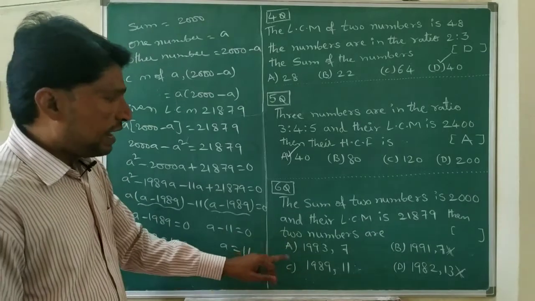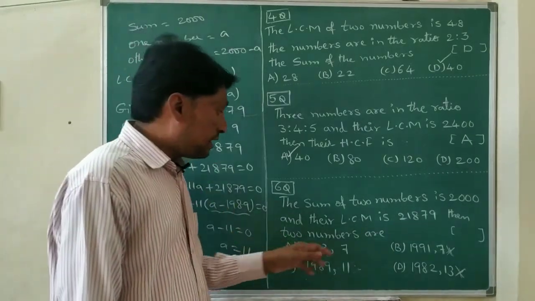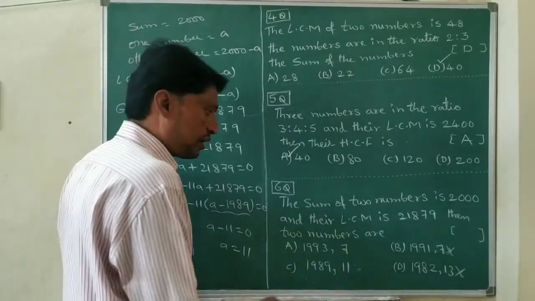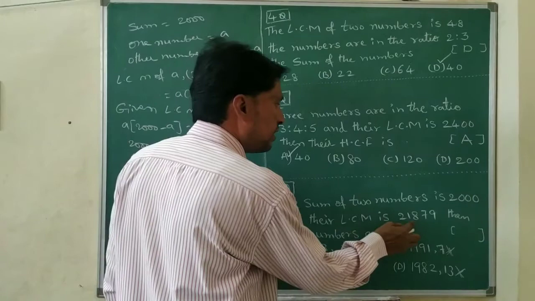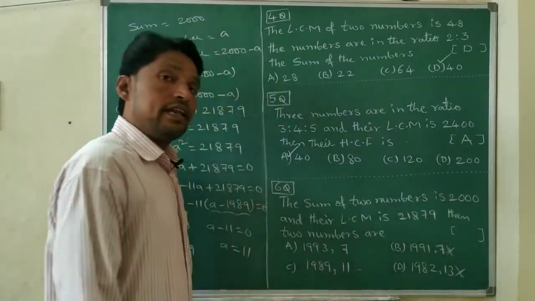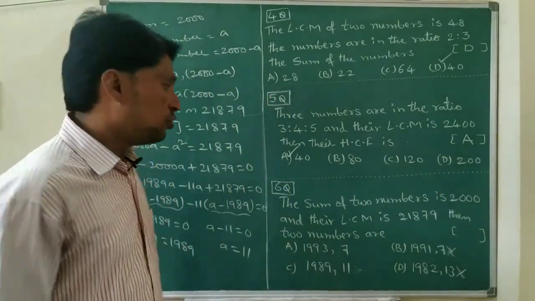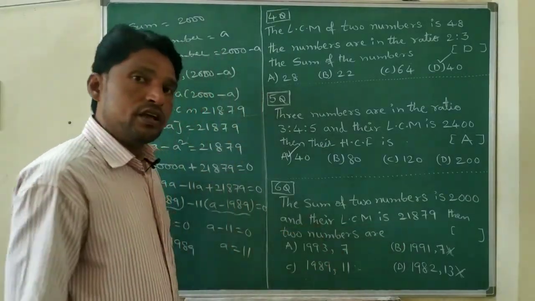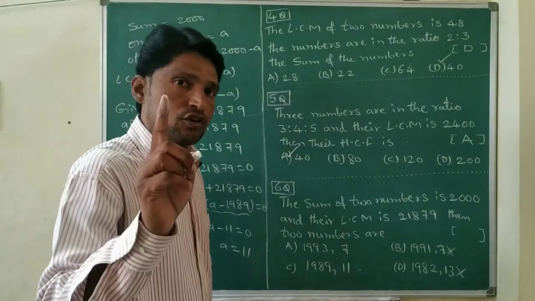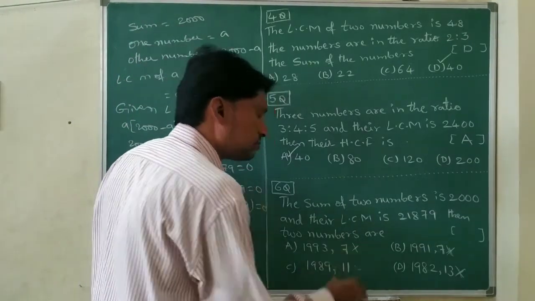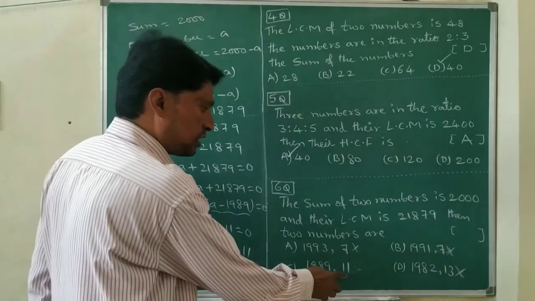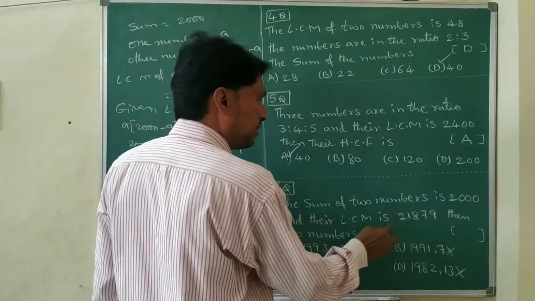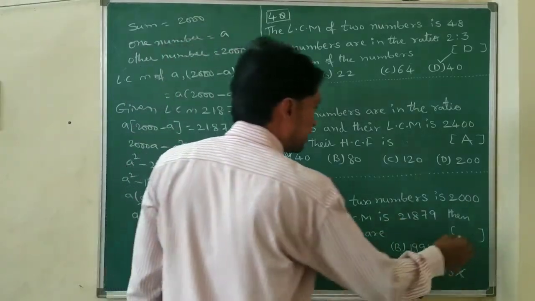Now we have only A and C options. But here, which option is correct, A or C? How do we identify? The LCM is 21,879. Units place is 9. So just multiply 7 into 3, that is 21. We are getting the units place as 1, which means it is wrong. Next, this one you have to check: 11 9s are 99, so the units place we are getting is 9. That means this option C is correct.